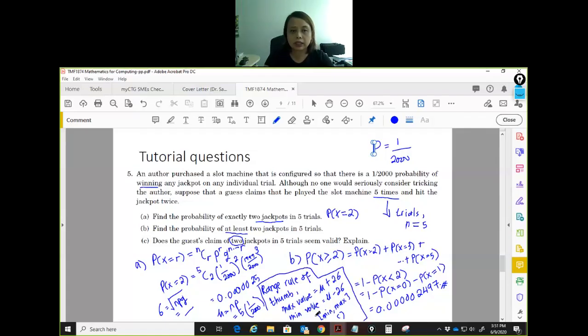Okay, try to decide whether the claim of 2 jackpots, getting 2 jackpots in 5 trials, is it actually unusual or is it usual? Okay, so I leave this to you to do. You can take a screenshot of this so that we can go to the next question. Probably I'll just briefly explain to you on the next question.